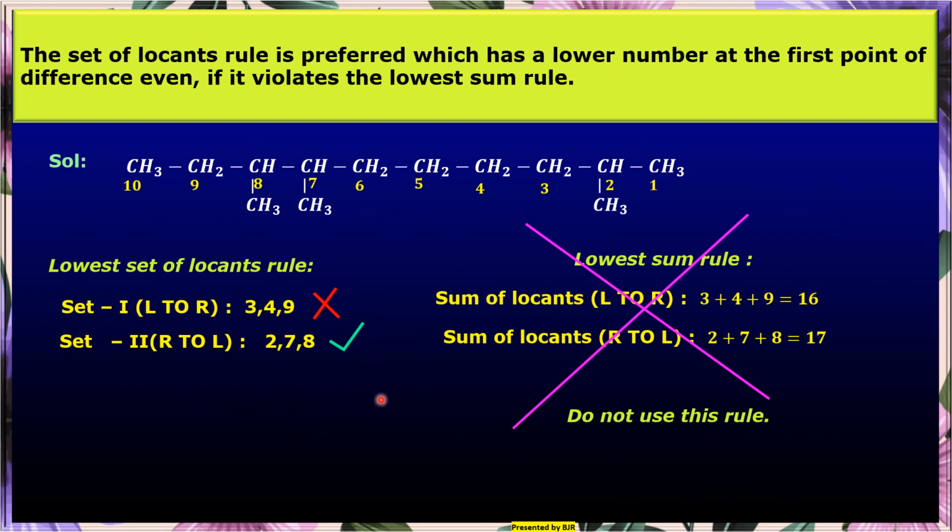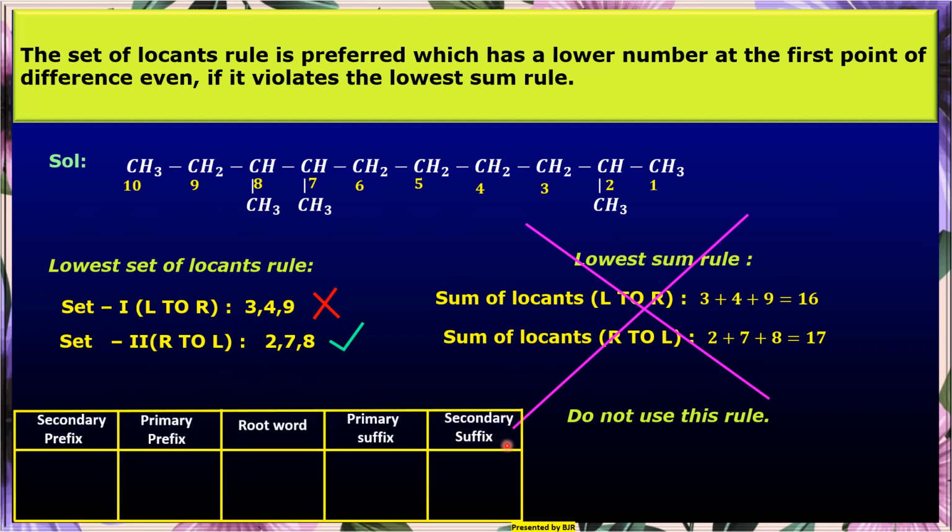So the IUPAC name is, you can see here how many carbon atoms are there. There are 10 carbon atoms. The root word is dec, an, e, and methyl. So the IUPAC name is 2, 7, 8 trimethyldecane.